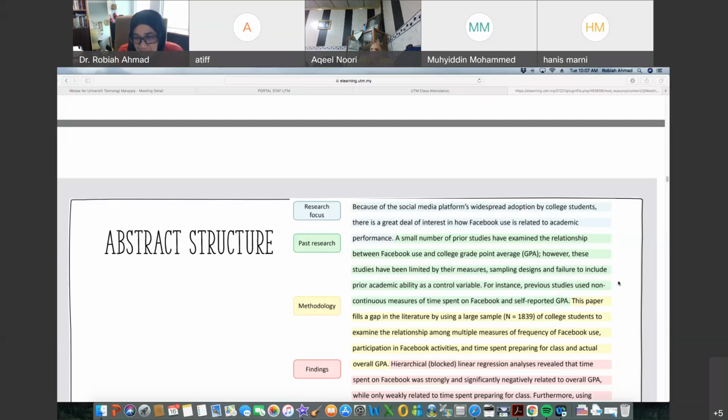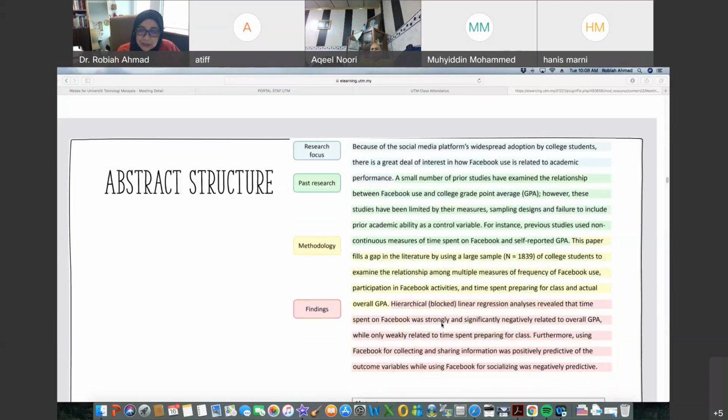So this is the technique that people use, but it has some disadvantages, for example. So you're proposing, you're filling in the gap. This paper fills the gap in the literature by using a large number of college students, blah, blah, blah. And then a little bit on results, findings.